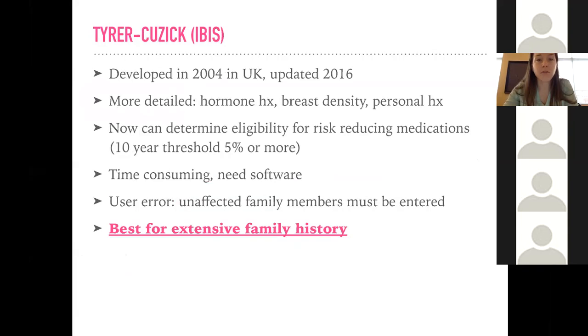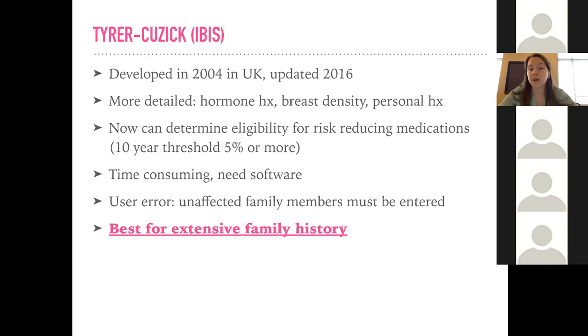And then the last tool that we'll talk about is the Tyrer-Cuzick model or tool. This one is a very detailed tool that you can use. It takes in a lot more input, so a lot more personal information, a lot more information about family history. So I think the two things about are really the BCSC and the Tyrer-Cuzick models.